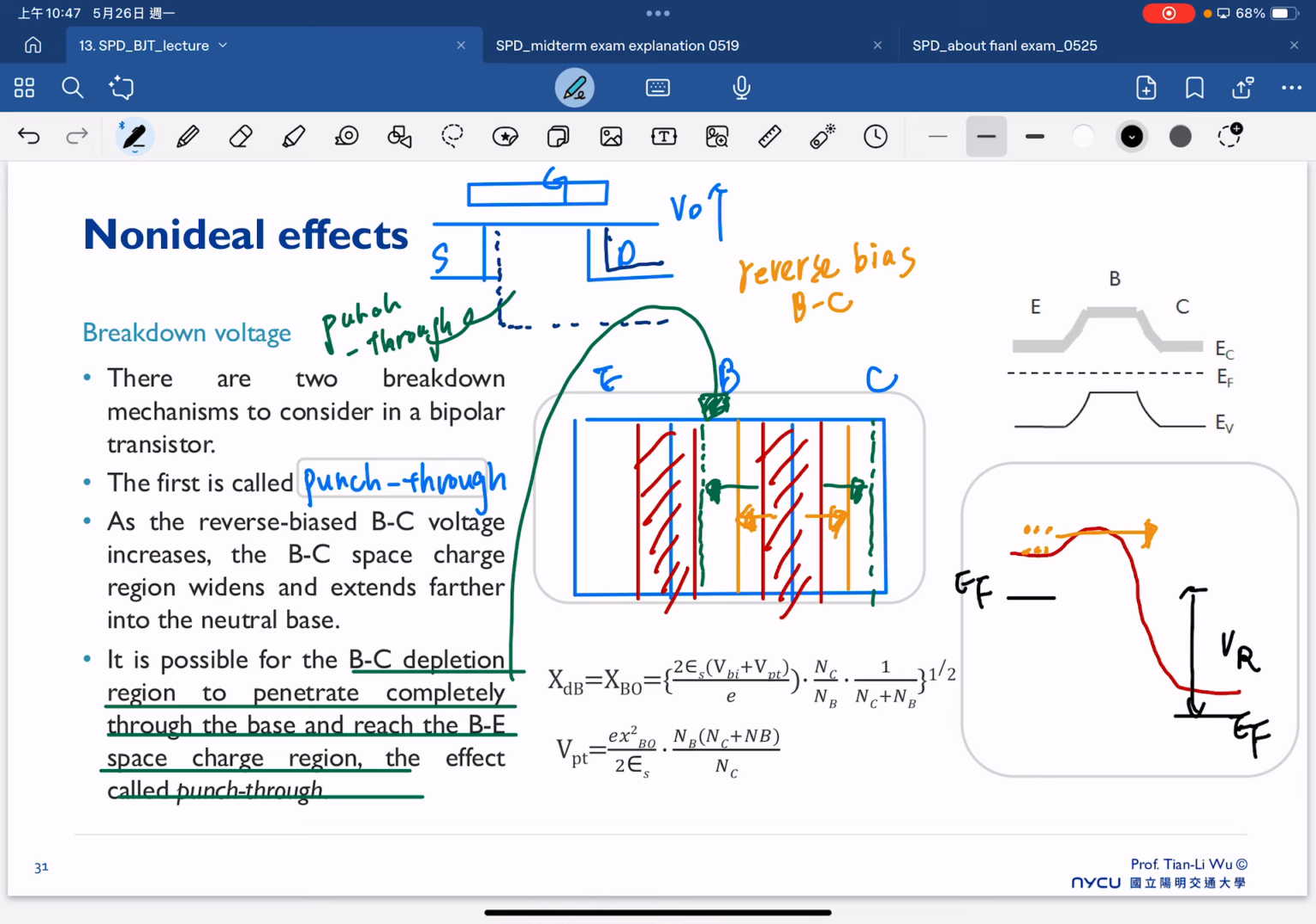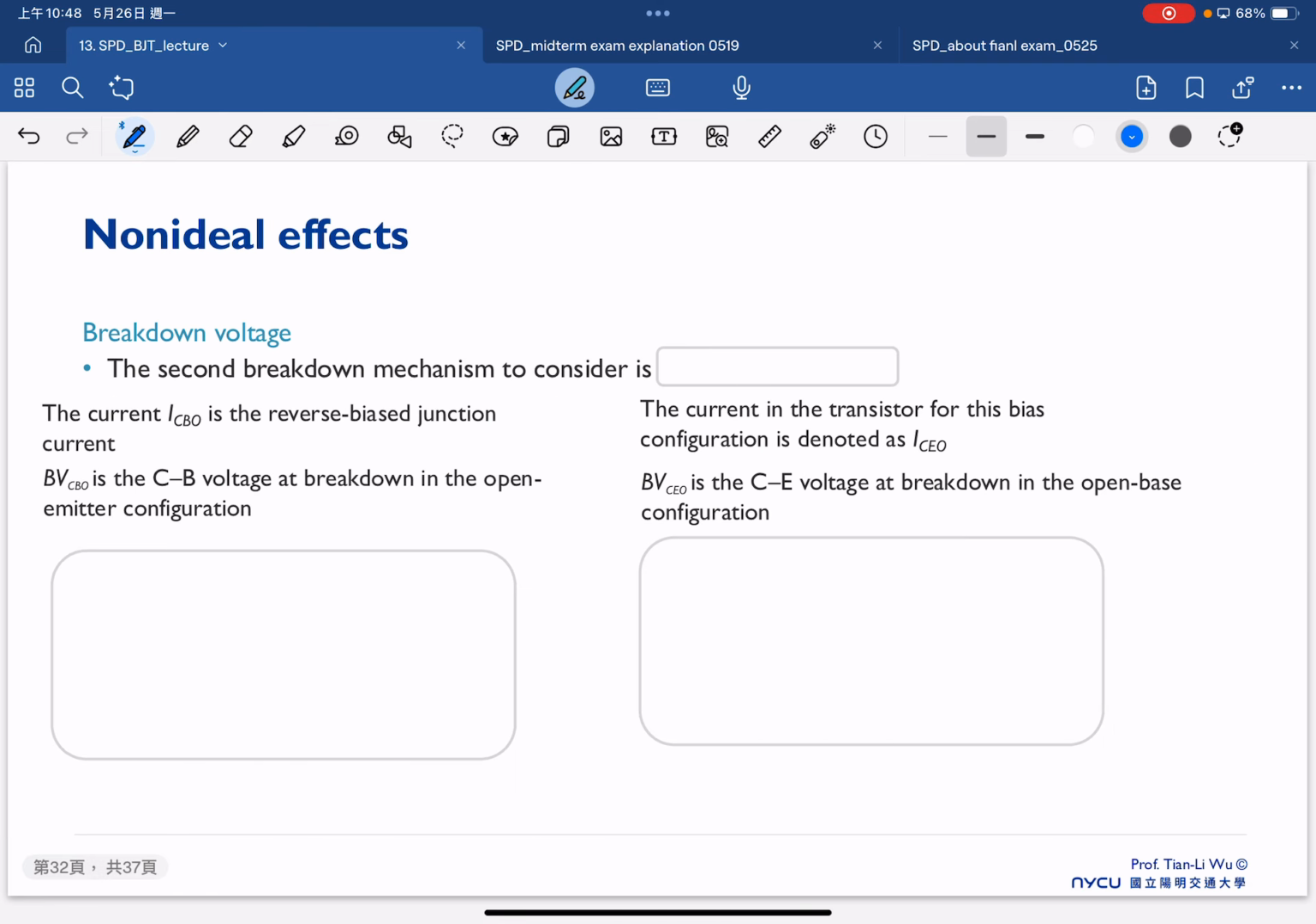Here are some equations, just to quickly go through. This is the condition reached for the punch-through. We put a VPT here, and VPT is equal to this expression, involving NB. And we also have another one that we call the real breakdown, which is due to the avalanche breakdown.